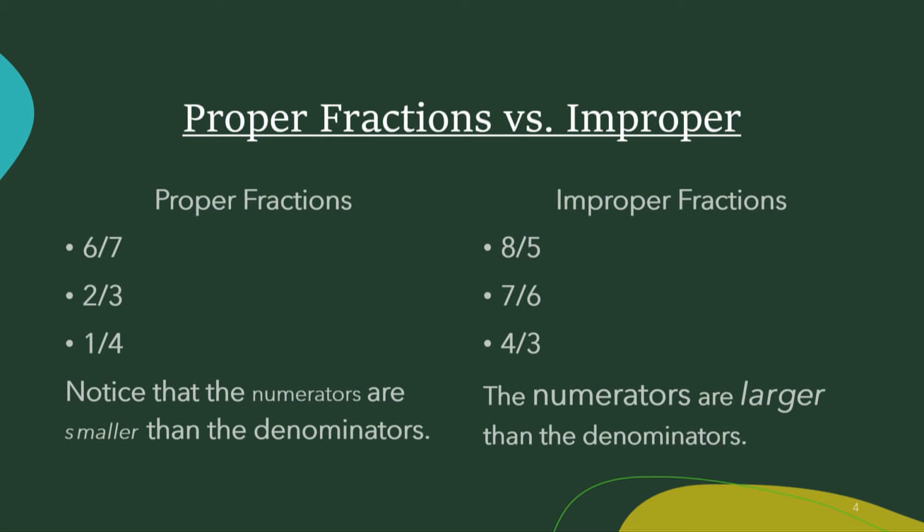Improper fractions are the opposite. If your numerator is larger than your denominator, that would be considered an improper fraction. The difference between proper and improper is that improper is greater than 1, because now you have something divided into 5 pieces, but if you've taken 8 pieces, then you've taken more than 1 whole unit. Those are just some examples of the difference between proper and improper.